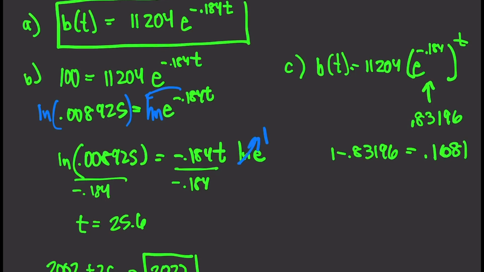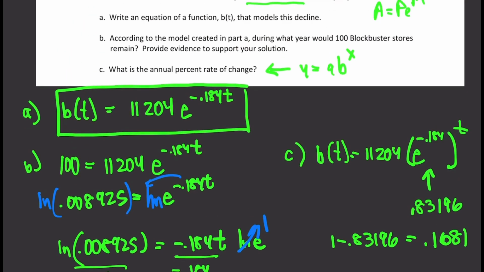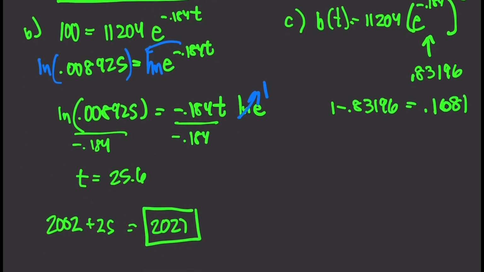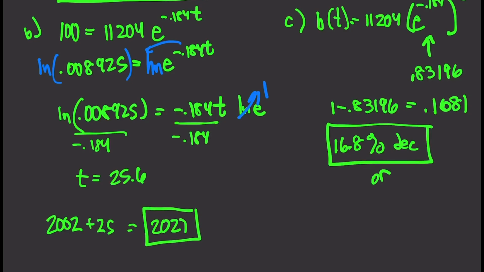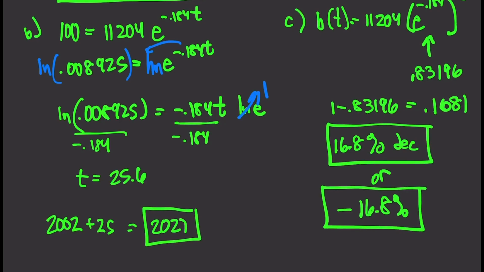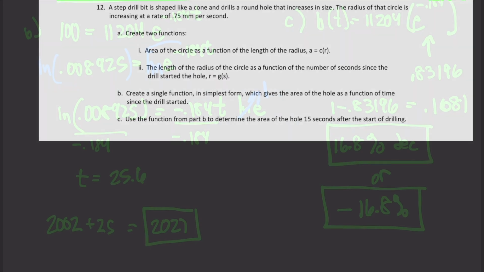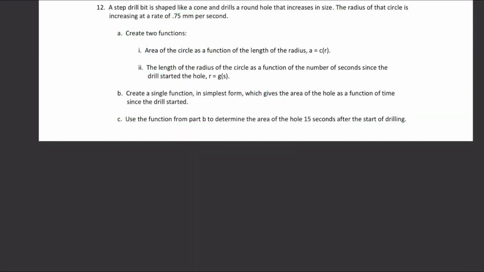0.1681. So now again, does it say what to round to? What is the annual percent rate of change? It doesn't say what to round to. I'll just go nearest tenth. Two ways you can express your answer: 16.8% decrease, or you can say negative 16.8%. So you can use the vocab word decrease to indicate it's declining, going down, or you can just indicate it with a negative.